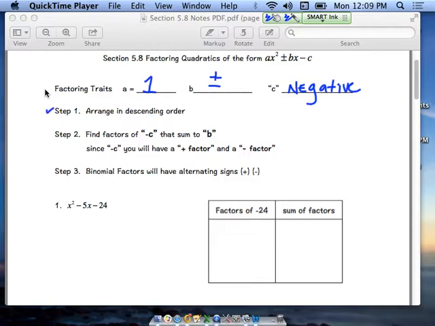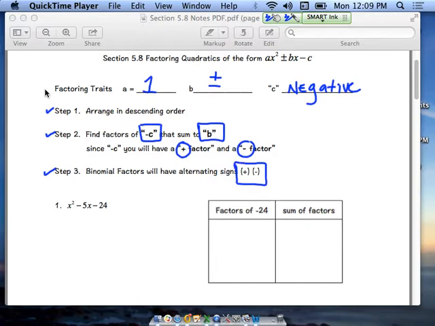Arrange in descending order, just meaning highest power first, and put the powers in order as they occur. But now the new piece is we're finding factors of a negative number. When we add the factors together, we'll still get B, the coefficient on the term in the middle, but now one factor will be positive and the other factor will be negative, which means that your binomial factors in step number 3 will have alternating signs. One will contain addition, the other will have subtraction.